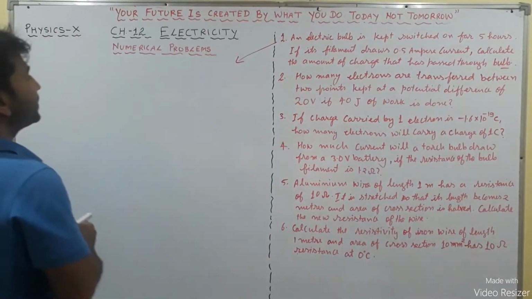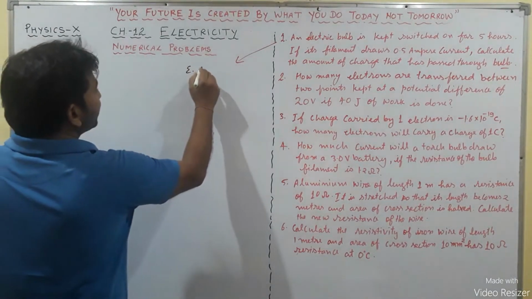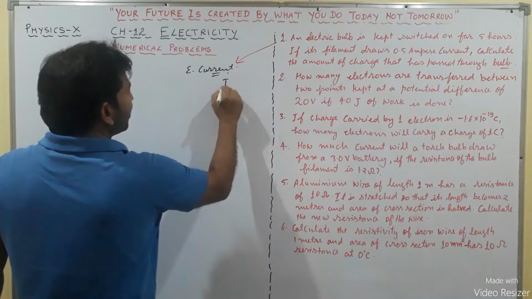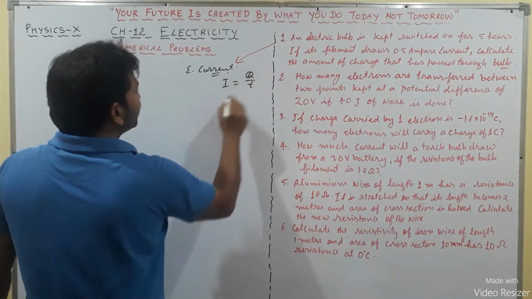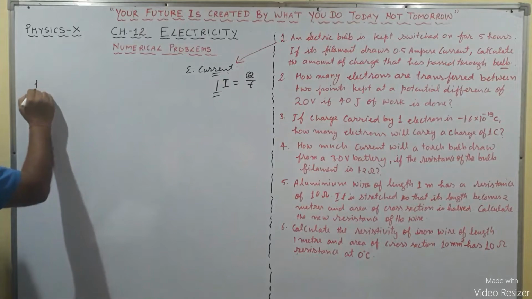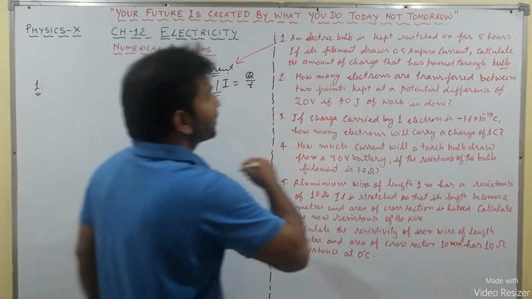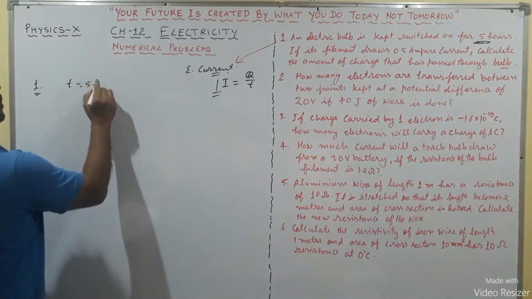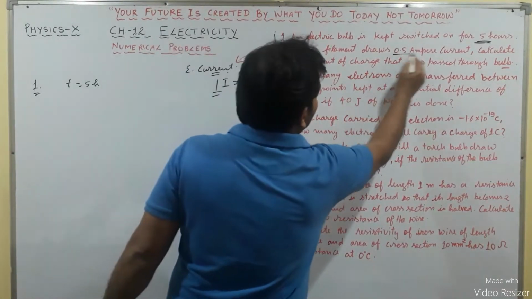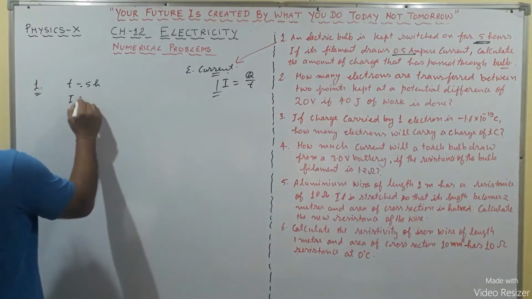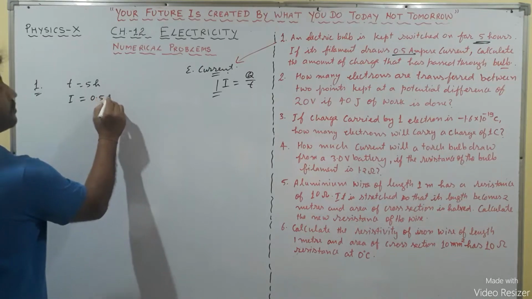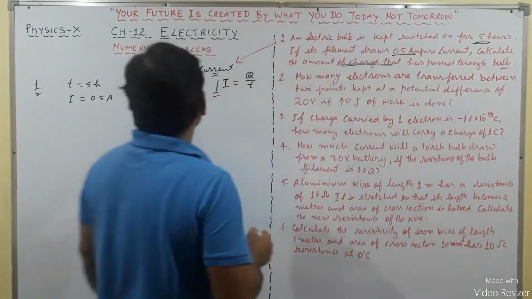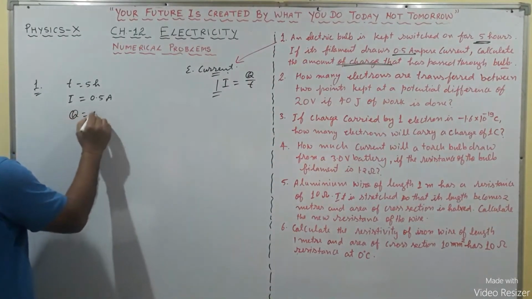This problem is related to the topic electric current, and the formula that will be used is I equals Q upon T. So what is given in the problem? Time is given. Time is 5 hours, and current is given. Current I is 0.5 ampere, and we will have to calculate the amount of charge. That means we need to calculate the charge Q.